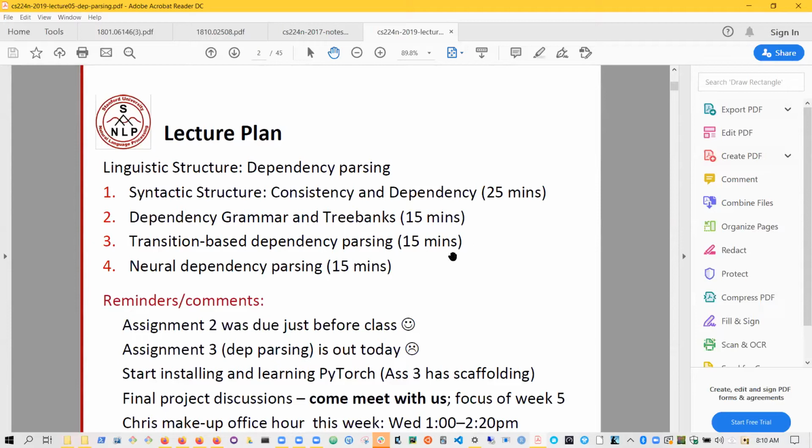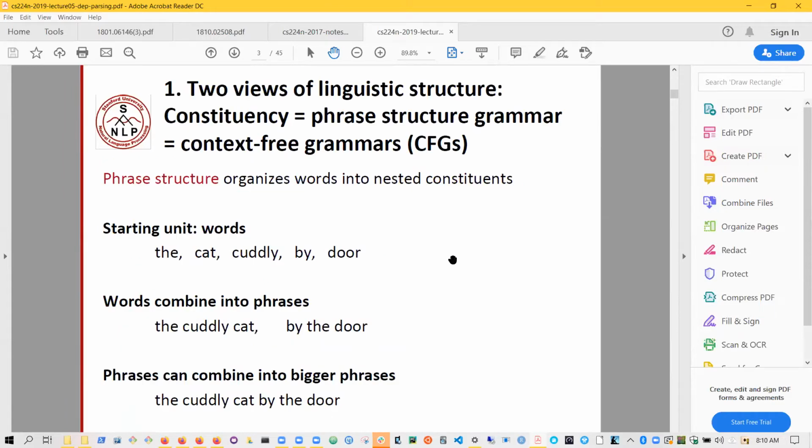So we need to learn how to take sentences apart into their syntactic structures, and that's what he's doing here. So he talks about organizing words into nested constituents. That's the first thing. There are 2 views, he says. One is constituency, meaning pieces, phrase structure grammar. I guess you're taking apart sentences into phrases. And I don't know what he means by context-free grammars. Does anybody know?